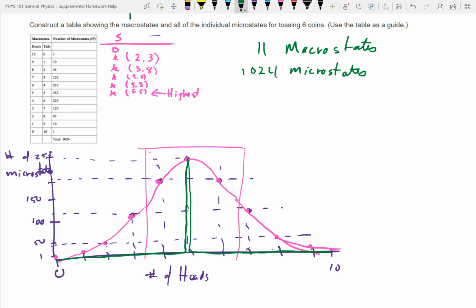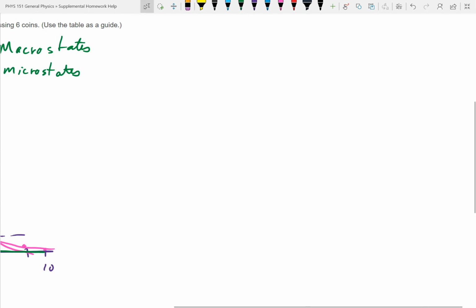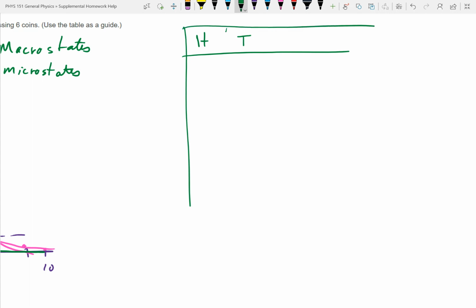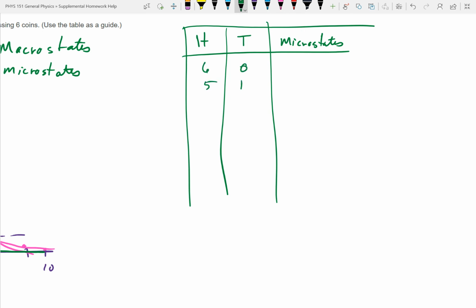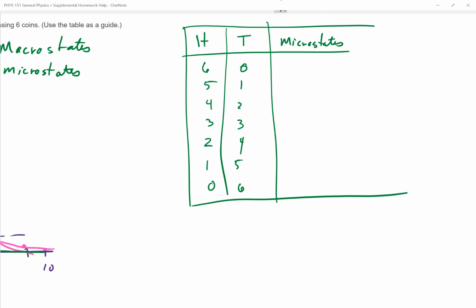Oh, I see. We're not supposed to use this. We're supposed to simplify it down to six. So if we simplify this to six, we could have 6, 0, 5, 1, 4, 2, 3, 3, 2, 4, 1, 5, 0, 6. So how many macro states was that? Okay, then microstates, how many ways can we get six heads and zero tails? How many ways can we get five heads and one tail?